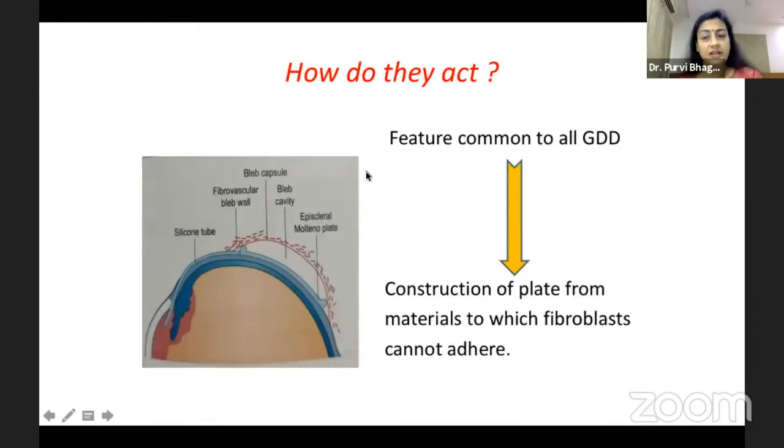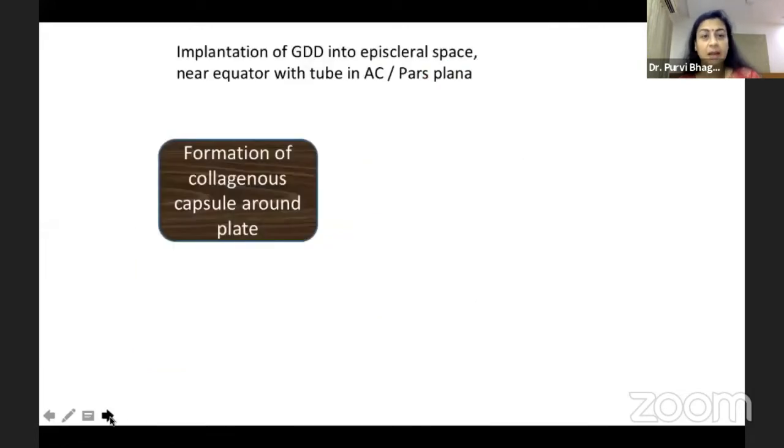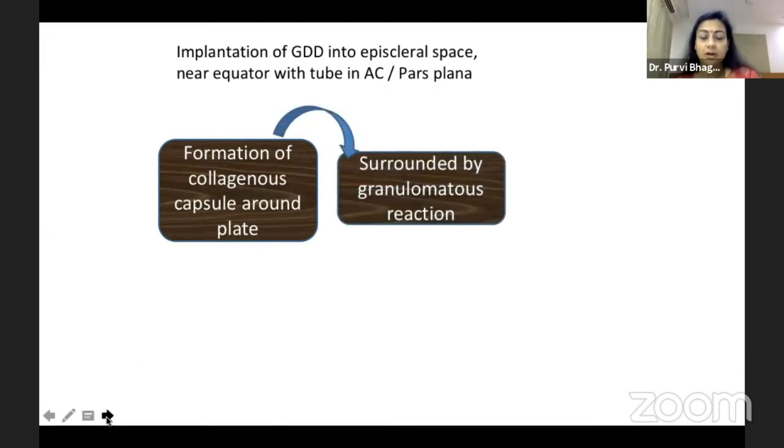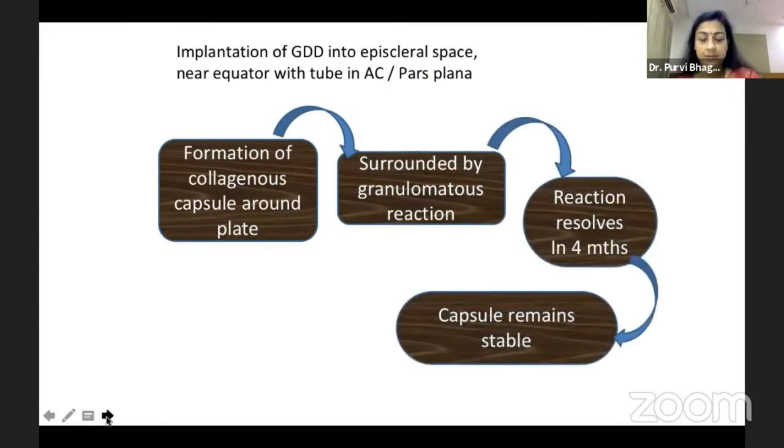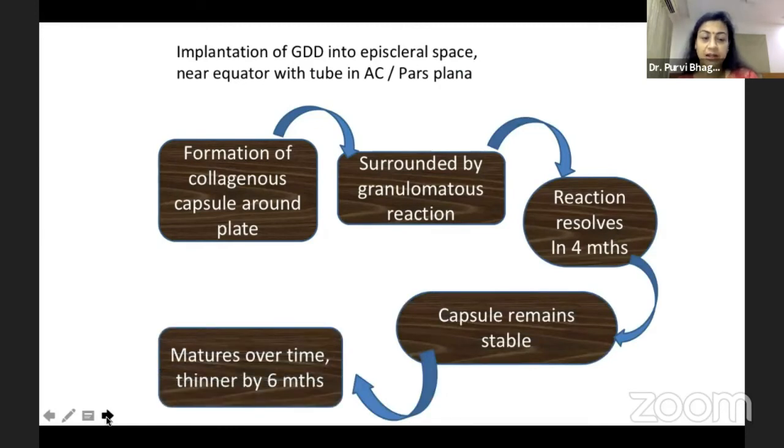So how do these GDDs function? Basically, the plate is constructed from such a material, usually nowadays elastomeric silicone, to which fibroblasts cannot adhere. So what happens? When you implant your GDD into the episcleral space near the equator, with the tube lying either in the AC or the pars plana, there is formation of a collagenous capsule around the plate. So this subsequently gets surrounded by a granulomatous reaction. Finally, the reaction resolves in 4 months and the capsule becomes stable. And finally, there is maturation over time. The capsule gets a little thinner and stabilization of the entire process occurs usually by 6 months.